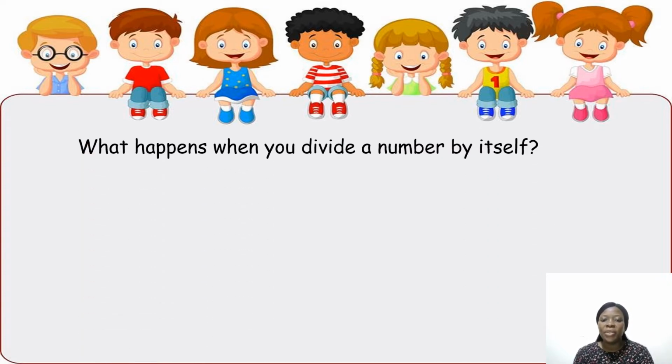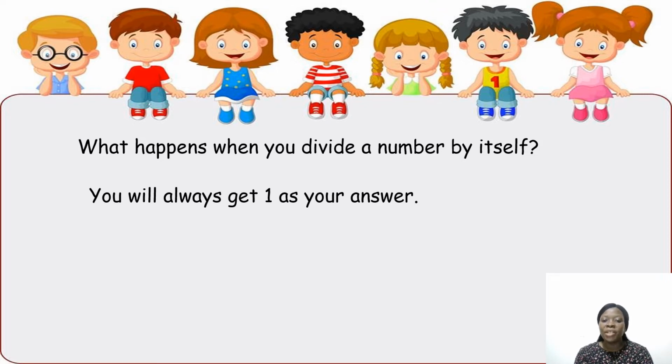Now, what happens when you divide a number by itself? Do you have an idea? Okay, let's find out. What happens when you divide a number by itself? You will always get 1 as your answer. When you divide a number by itself, you would always get 1 as your answer. Don't forget this rule. Here are some examples. 4 divided by 4 is equal to 1. 5 divided by 5 is equal to 1. Whenever you divide a number by itself, you would always get 1 as your answer.